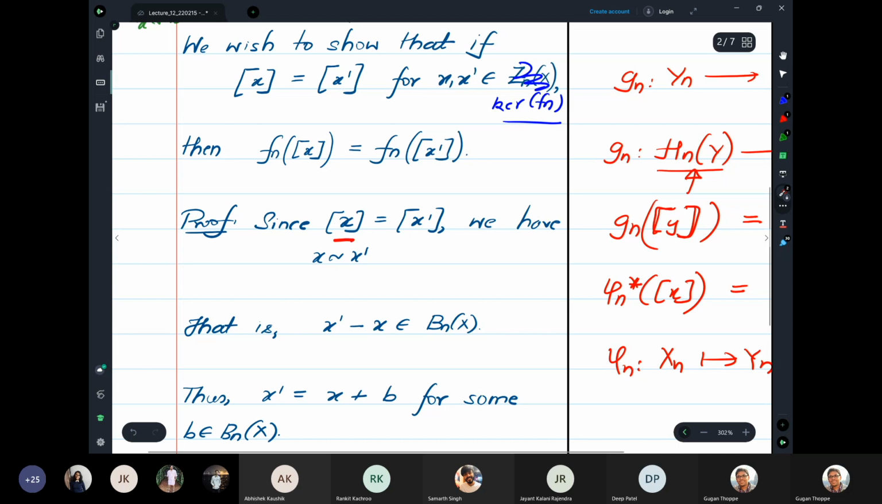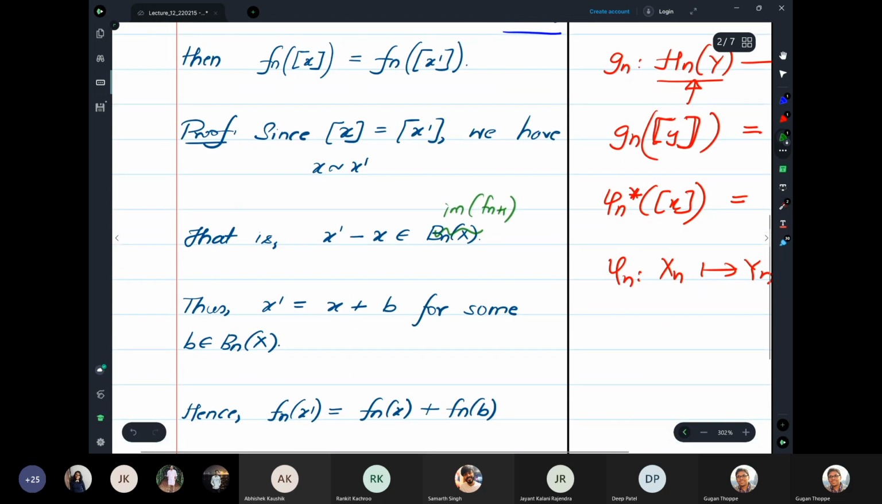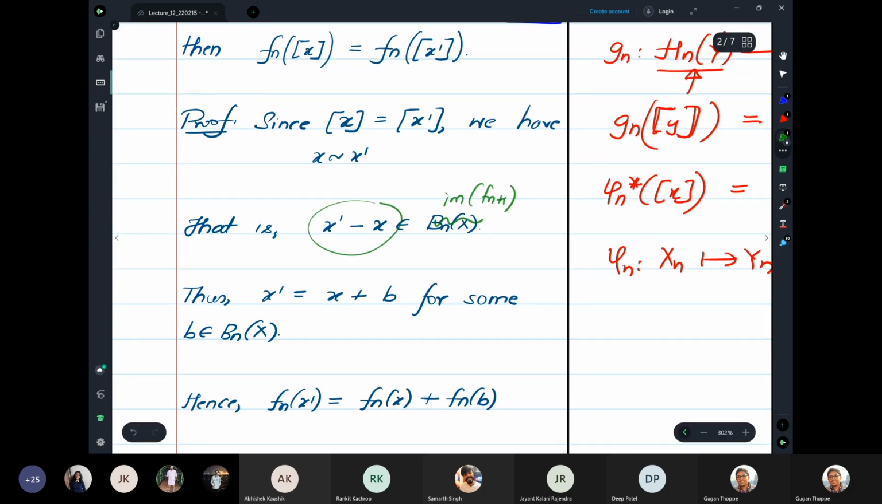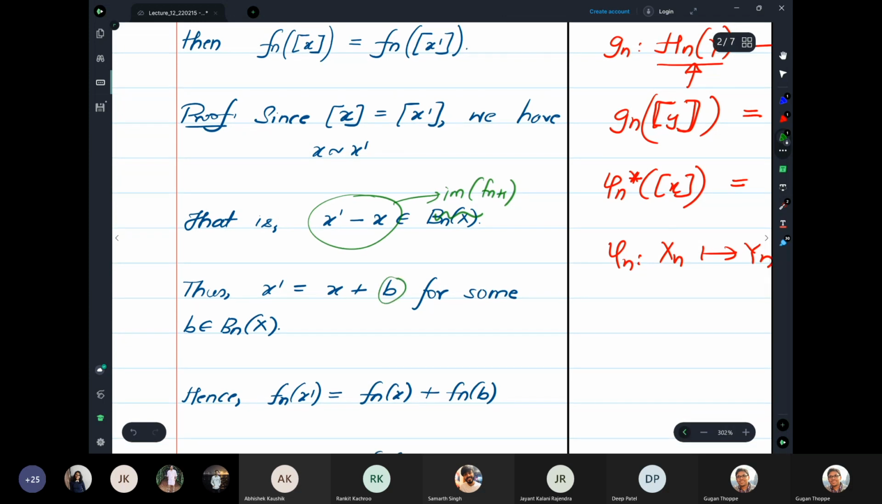Since the equivalence class of X and the equivalence class of X prime are one and the same, this means that X and X prime are equivalent, which in turn means that the difference between X prime and X lies in, I shouldn't say boundary because I have not defined it, so maybe I'll call it the image of fn plus 1. So this is the condition. If this difference lies in the image of fn plus 1, I can find a b in the image of fn plus 1 such that x prime must equal x plus b. So this condition must be true if x and x prime are equivalent.